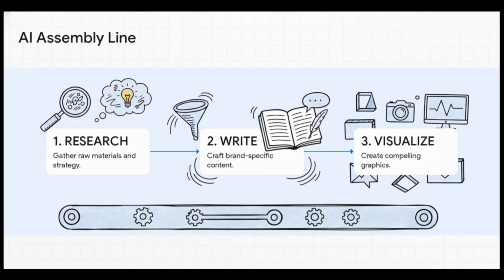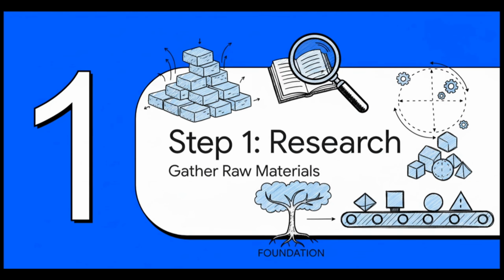And that's exactly where this idea of an AI assembly line comes in. We're going to break the whole thing down into 3 really simple, repeatable steps. First, research, then write, and finally, visualize. The best part is each step feeds directly into the next one. So you get this really smooth flow from a raw idea all the way to a finished, polished piece of content.